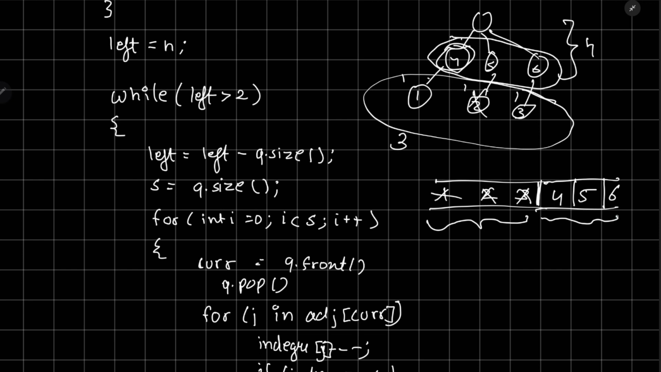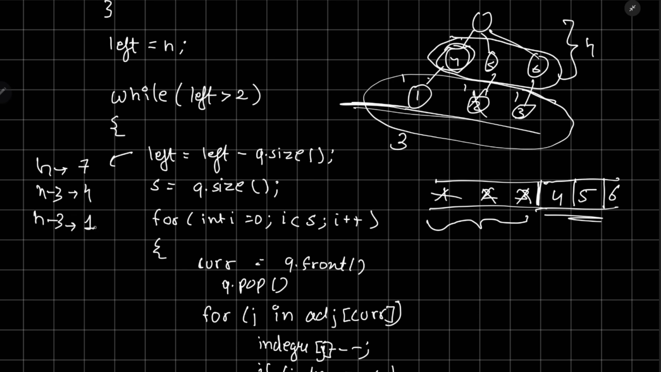Then we will have 4, 5, 6 in the queue, and now our left was first n, then because of these nodes it became n minus 3, and now for this size again it will become n minus 3. N was here 7, then it became 4, and now it will become 1. The left has become 1, but the condition was checked earlier.